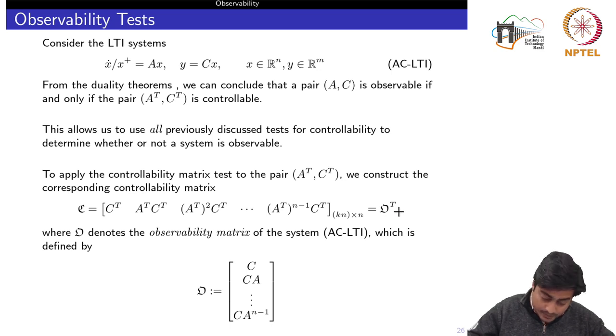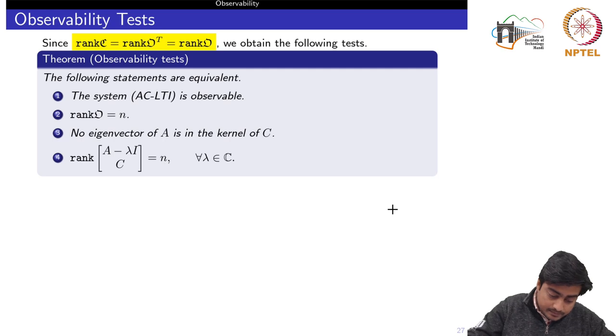Okay, so based on this equivalence, we know that if I compute the rank of the controllability matrix and it is full rank, then the rank of the transpose of that observability matrix would also remain the same, and the rank does not change under transpose. Okay, so we obtain the following results, that the following statements are equivalent. The LTI system AC is observable. The rank of the observability matrix is n, which is the dimension of the A matrix.